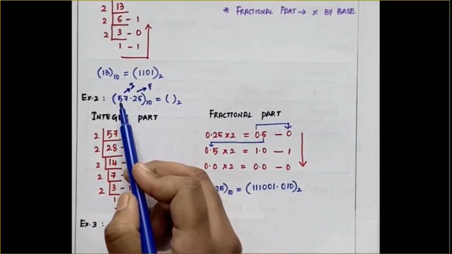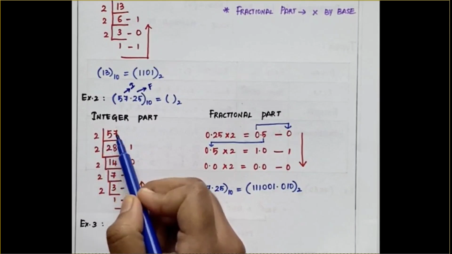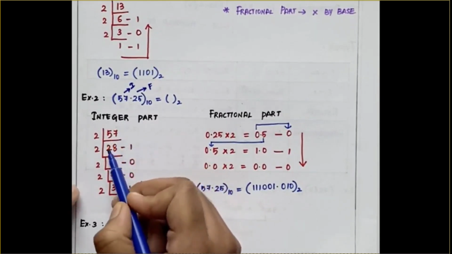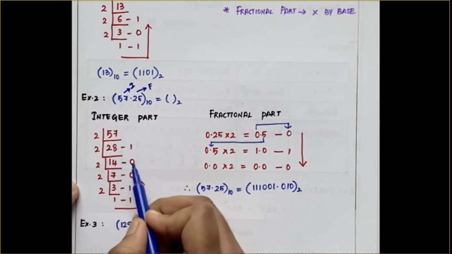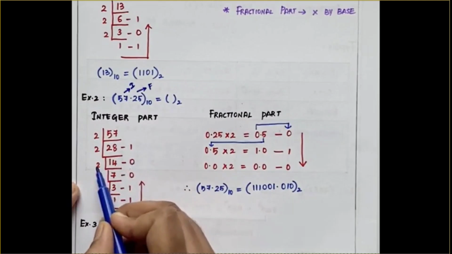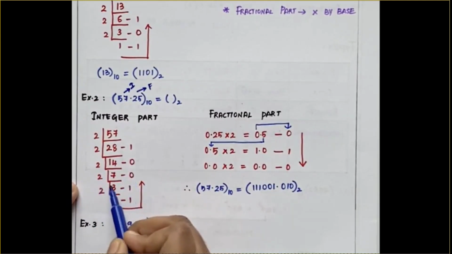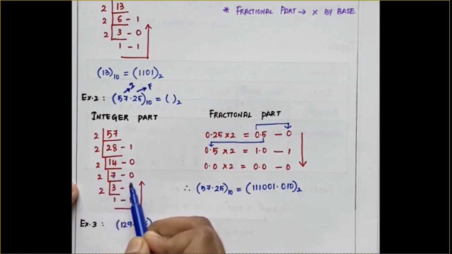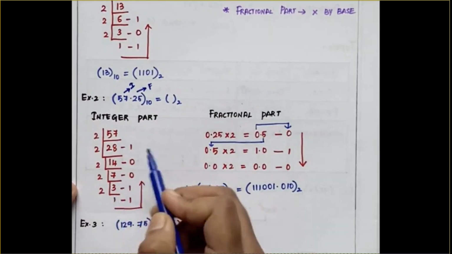57 divided by 2. 2 28s are 56, remaining 1. Next 28, so 2 14s are 28, we will not have any remainder, so 0. Next 2 7s are 14, no remainder, so 0. Next 2 3s are 6 and we will have one remainder, so 1. Next 2 1s are 2, remainder 1, so again 1, and we cannot divide further, so we have to stop and draw an arrow mark moving upwards.